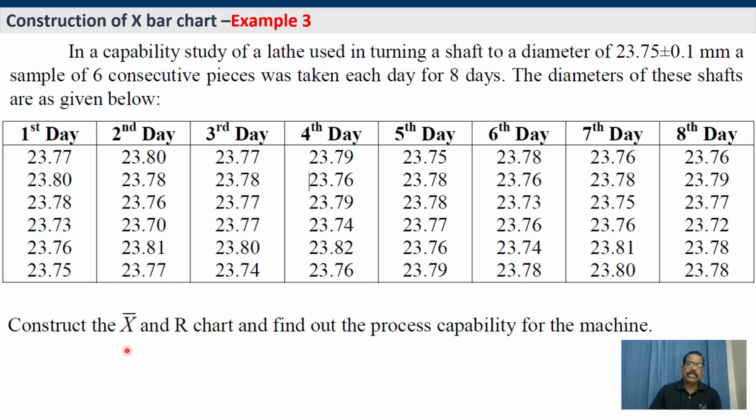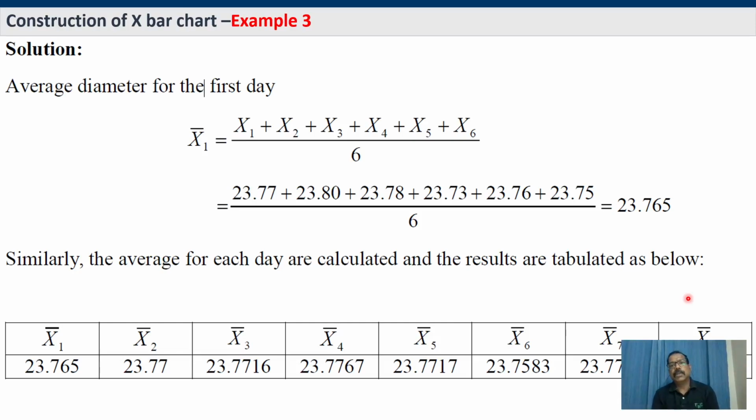So this one is an X bar and R chart, and along with that they're asking to calculate the process capability for the machine. So how to do it? As usual, if you want an X bar chart and R chart, you have to calculate X double bar and R bar. In order to calculate X double bar, you need the summation of X bar divided by capital N. So you need to calculate the first X bar value, x1 bar, x2 bar, x3 bar, up to 8 days, which means 8 data.